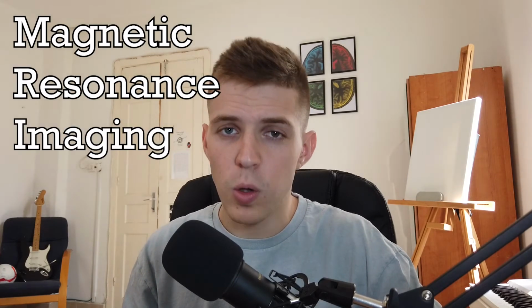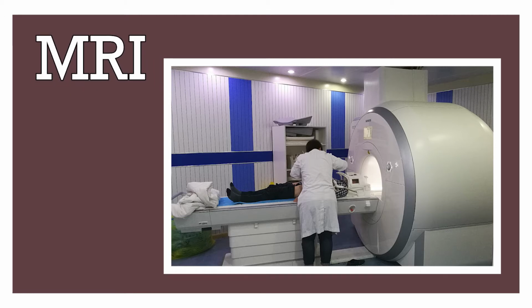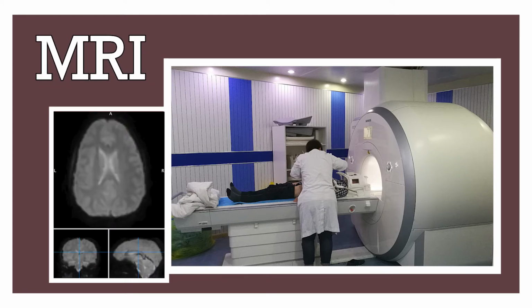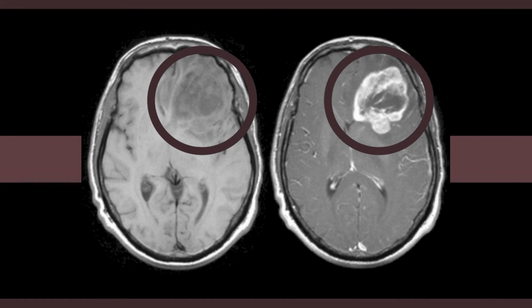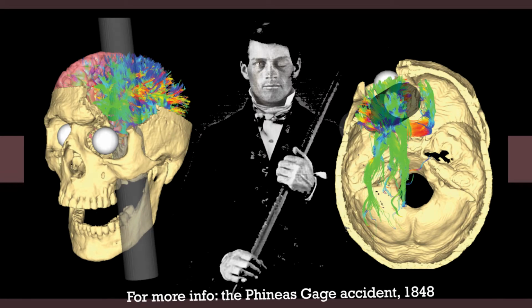Let me first introduce you to the most popular research technique in cognitive neuroscience, magnetic resonance imaging, also called MRI. MRI scanners give you nice 3D reconstructions of the brain. It has been utilized for decades for the diagnosis of different brain pathologies such as cancer or getting your head drilled with an iron bar.